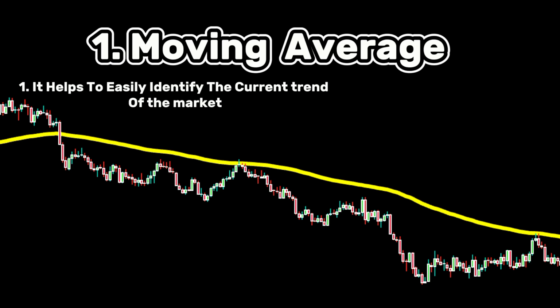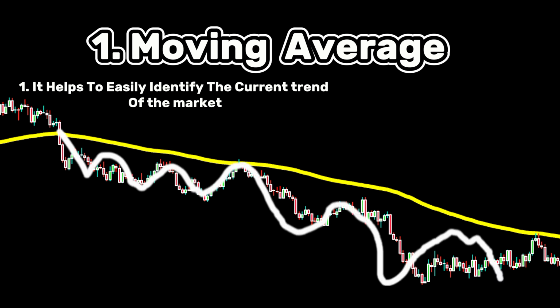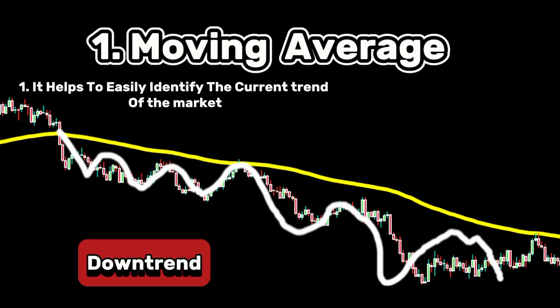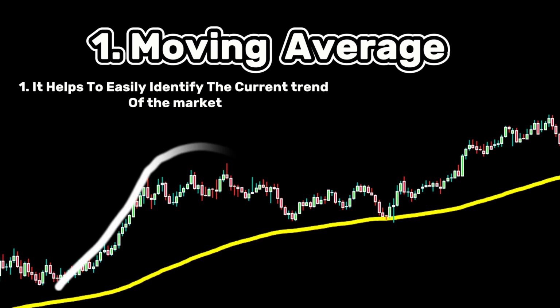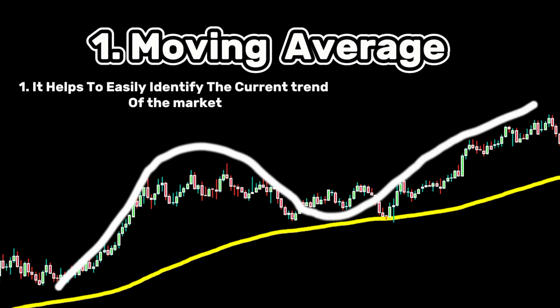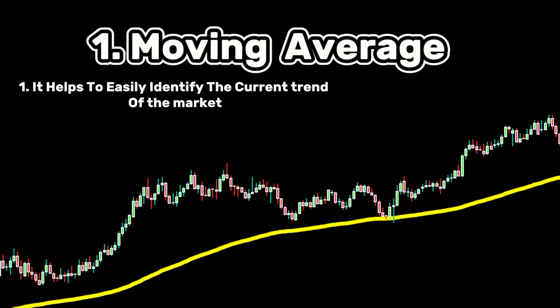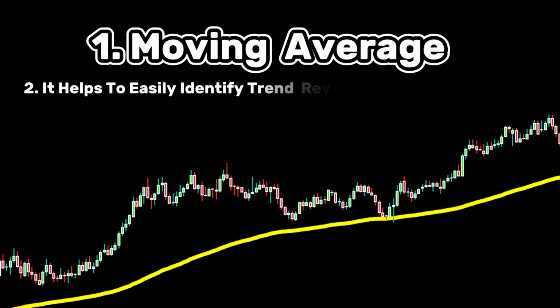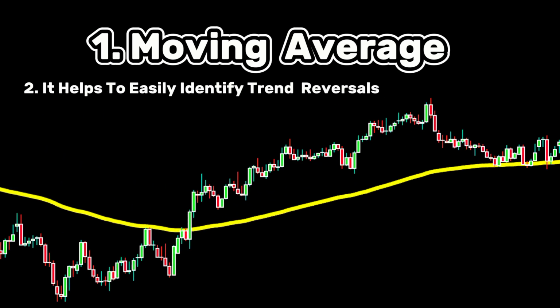Traders identify the trend by looking at the position of the moving average. If price is moving below the moving average line, we consider the market to be in a downtrend, and if price is moving above the moving average line, we consider the market to be moving in an uptrend. The second thing the moving average does is to help us identify trend reversals.